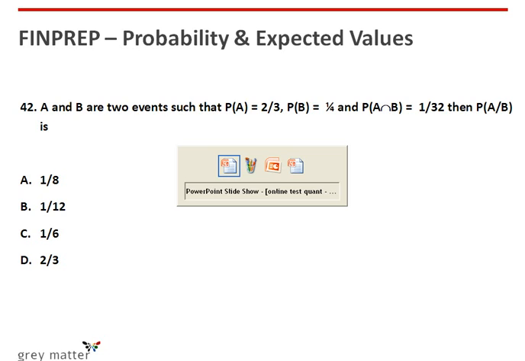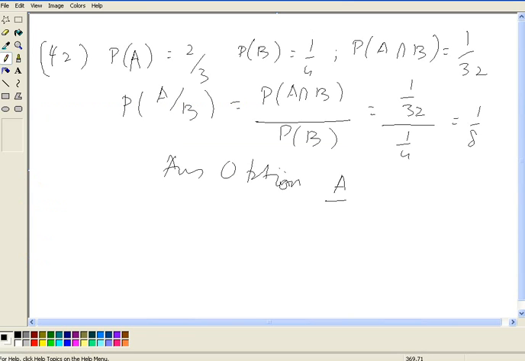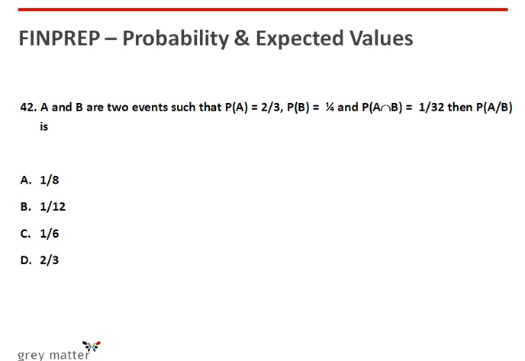Going back to our work area, P of A is given to be 2 by 3, P of B is given to be 1 by 4, P of A B is given to be 1 by 32. Conditional probability of A bar B is equal to probability of A intersection B by probability of B, which is 1 by 32 by 1 by 4, which is 1 by 8. So it is option A. Going to our PowerPoint presentation, it is option A, which is 1 by 8.